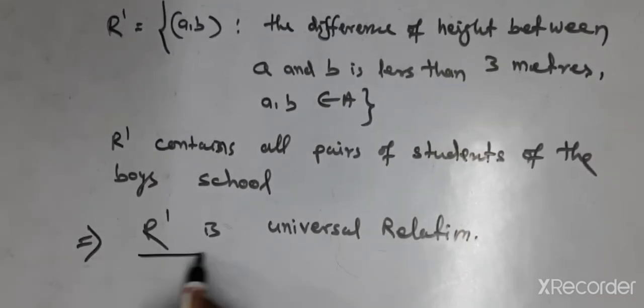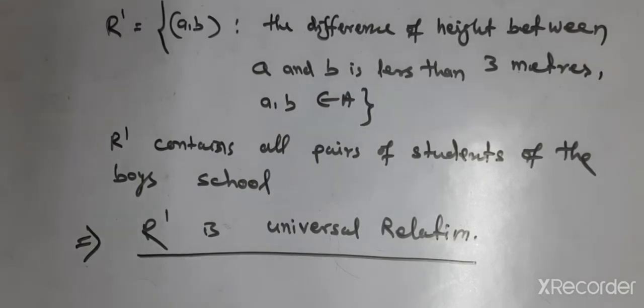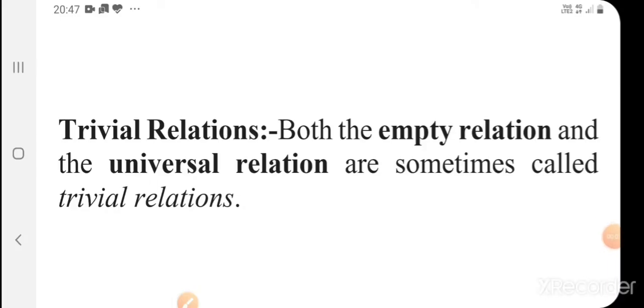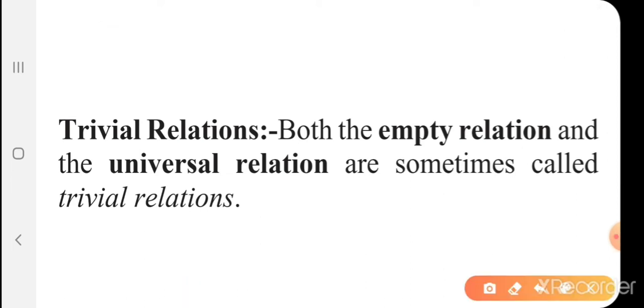R dash is a universal relation. Next we discuss the trivial relation. What is the meaning of trivial? The meaning of trivial is no value. Generally, someone who is most related to you and helps you in all aspects, you may not give any value. Or someone who has no relation, you are not giving any value. So these two, the most related and the not related, are generally called the trivial relation. Now you see here the trivial relation.